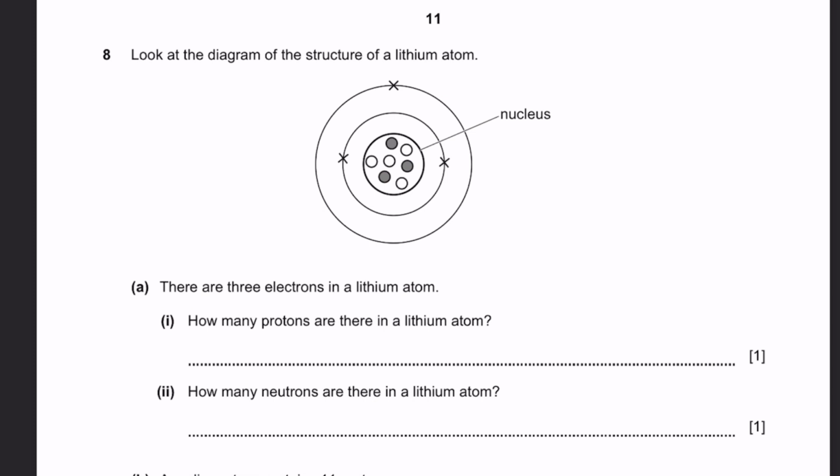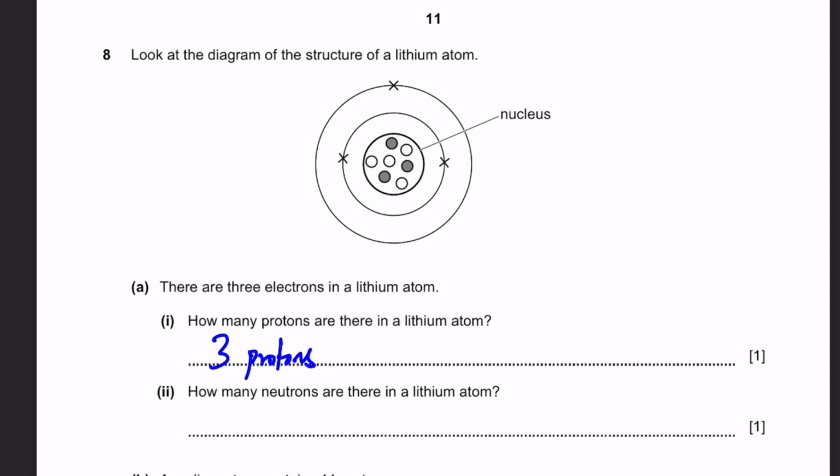Question 8. Look at the diagram of the structure of a lithium atom. A. There are 3 electrons in a lithium atom. Number 1, how many protons are there in a lithium atom? So if there are 3 electrons, there must be the same number of protons, so there's 3 protons. Now how many neutrons are there in the lithium atom?